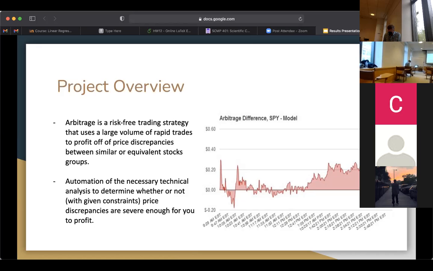So when you're trading in arbitrage, you have to do quite a bit of technical analysis to determine whether or not price discrepancies are, one, severe enough for you to profit, and two, whether or not your trading constraints are going to limit you and expose you to risk. Ideally, it's a risk-free trading strategy, but that is only if you can trade instantaneously, which nobody can. So there's a solid amount of risk analysis that you need to see and produce before you can actually trade this safely. So that's what my project is automating.